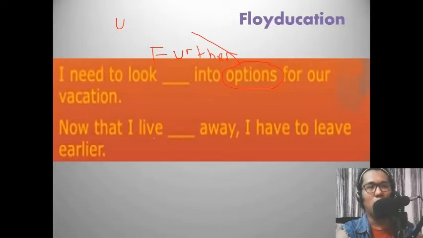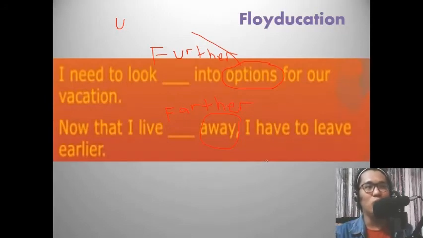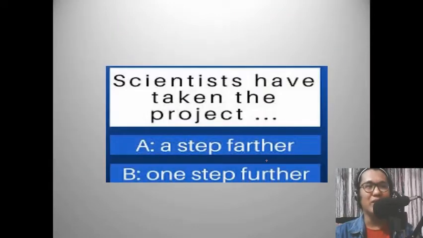And the next one: now that I leave blank away, I have to leave earlier. I think we're talking about a house, a home or an address. So we can measure the distance. Of course we can measure, so that is farther. If you know which one can be measured and which cannot, it's easier for you to answer it.